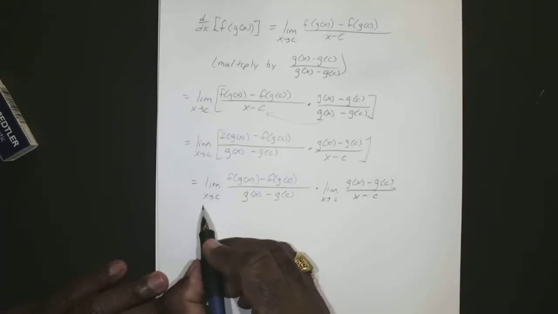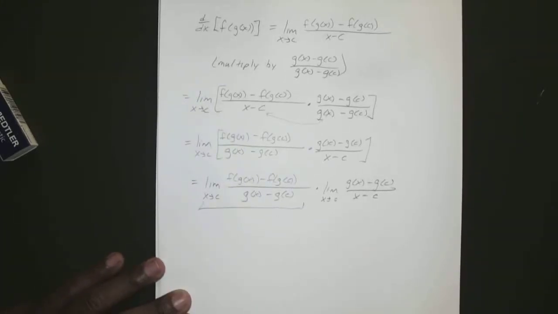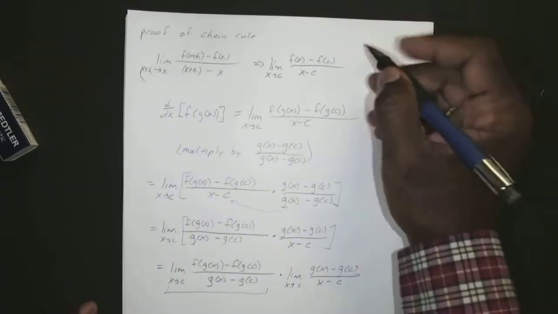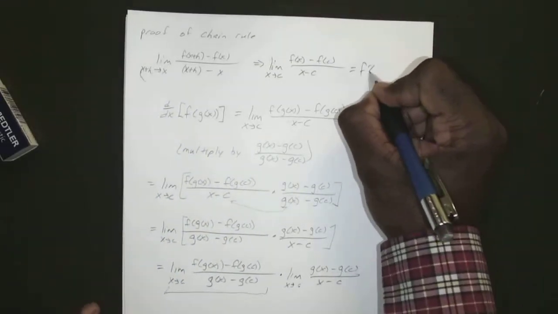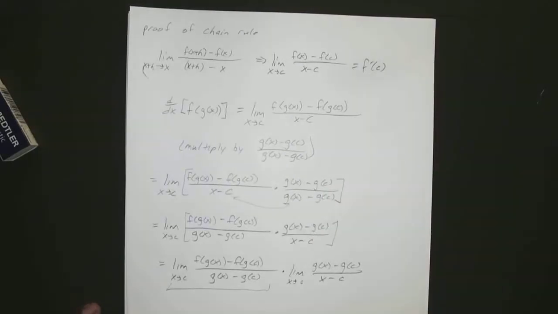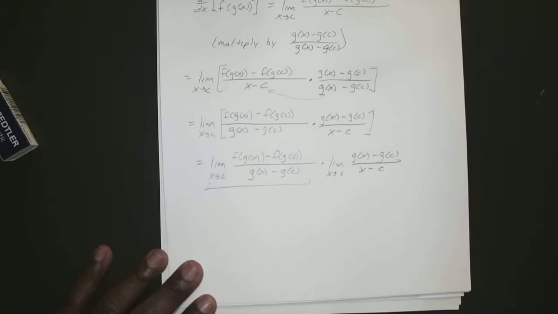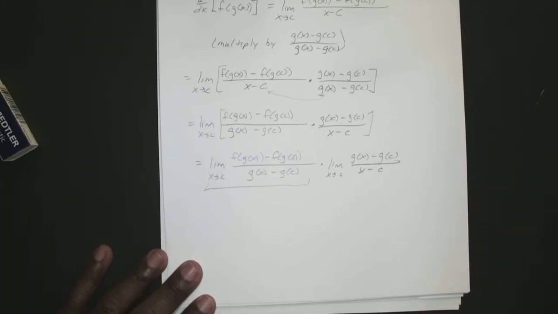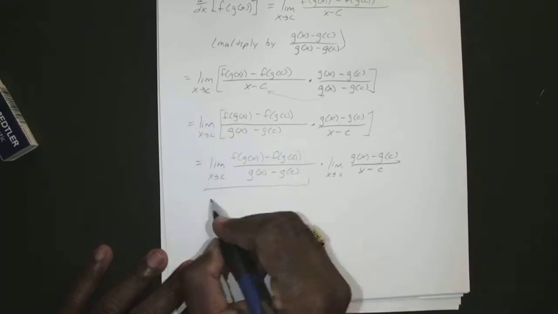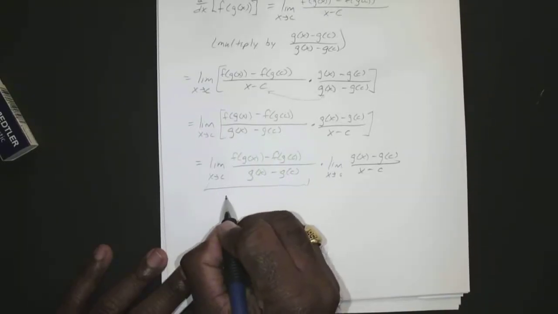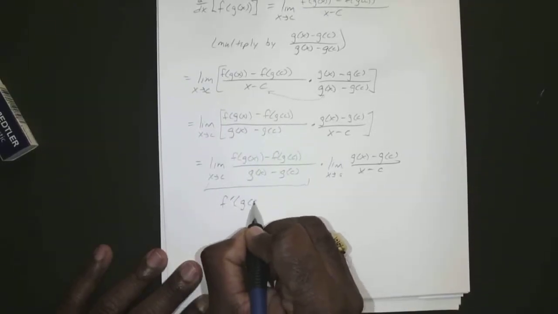Okay, so we can see here that that's the actual definition. If you remember up here, this is the definition of f prime of c. So this is the actual definition of f prime of g of c.